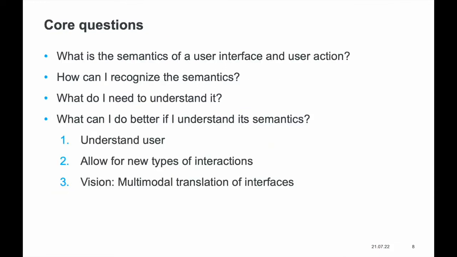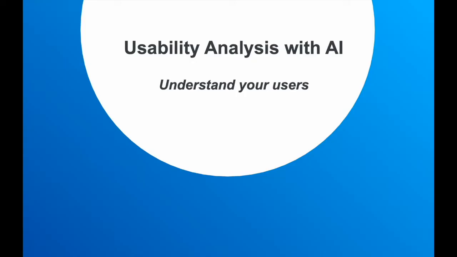And these are the questions I want to cover in my talk. What is the semantics of a user interface? How can we understand it? What are some of the means to recognize them? How can we use them in order to translate for users who also have specific needs? So as a first step, a project we are currently working on is dealing with usability analysis with artificial intelligence.